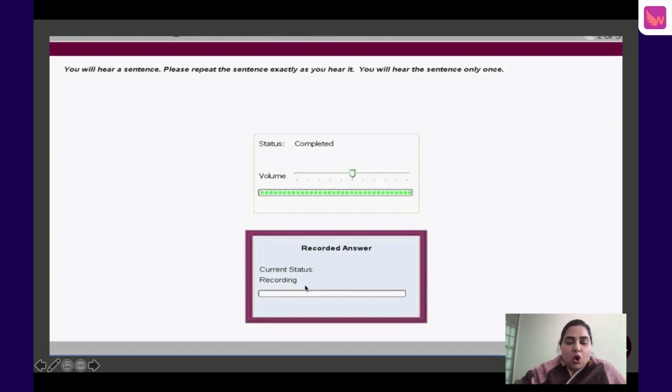So the status recording says you have to start speaking. You won't hear the sentence more than one time, so you have to listen to it only one time. So be careful, and you don't hear a beep as well. So start speaking the moment you observe this status recording on your screen instead of saying beginning.